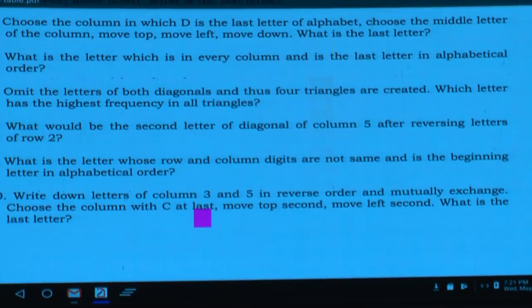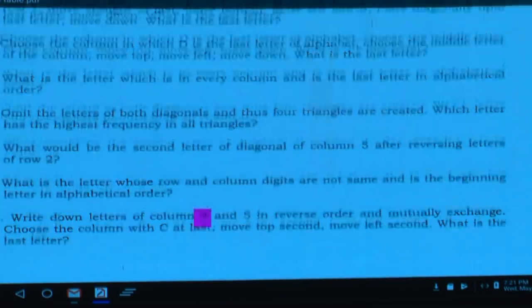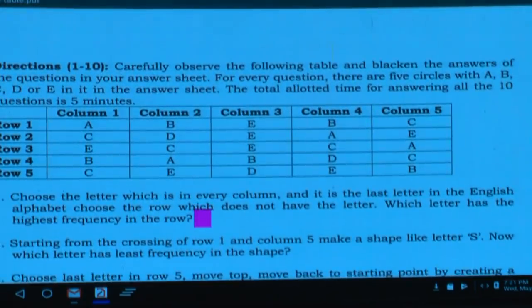And it is a beginning letter in the alphabetical order. Now, this is nowhere related to this one. The question should be given like this: in the columns, all the remaining elements were there, only C is not there. Now the question is about which element is not present. The entire question itself is wrong.